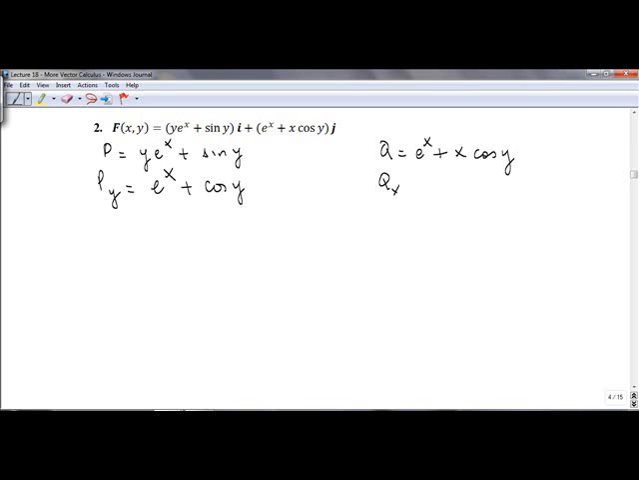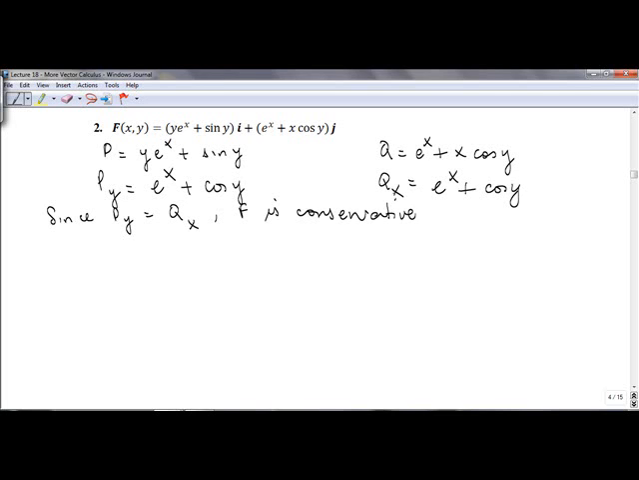Partial of Q with respect to x. Can you give that to me too, please? e to the x plus cosine y. They are the same. So therefore F is conservative. So since P sub y equals Q sub x, F is conservative.